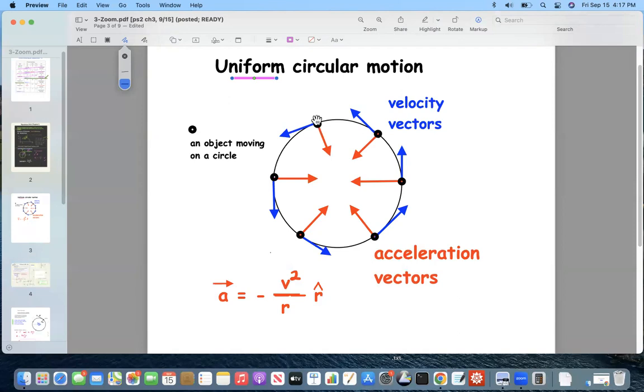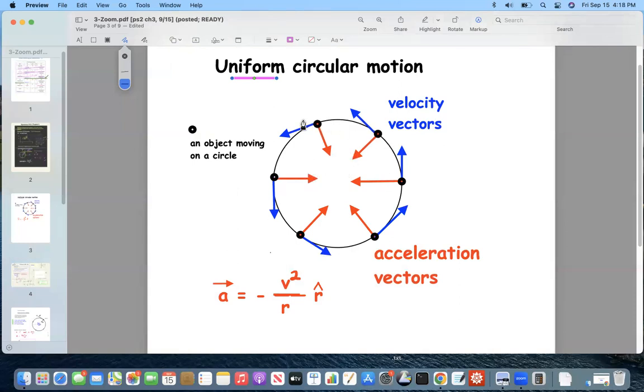Or what if the driver pushes down on the accelerator pedal? Well, then the speed will increase. And that's not uniform circular motion. But just remember, for uniform circular motion, the velocity vectors are always tangent to the circle. The acceleration vector is always toward the center of the circle.